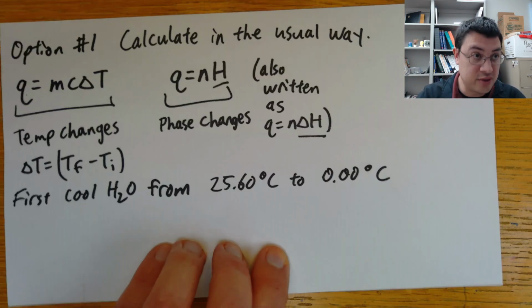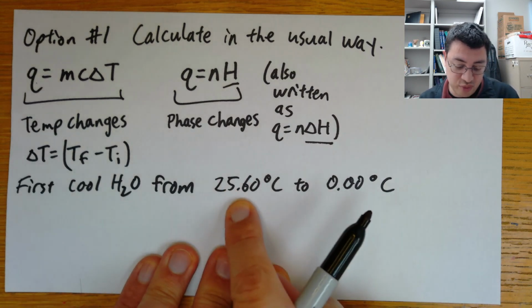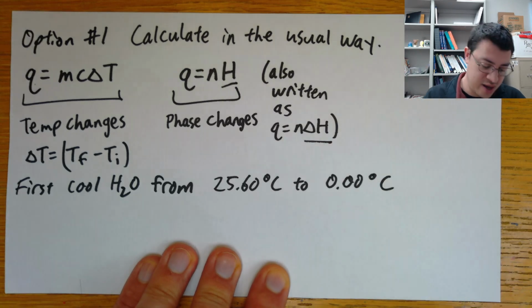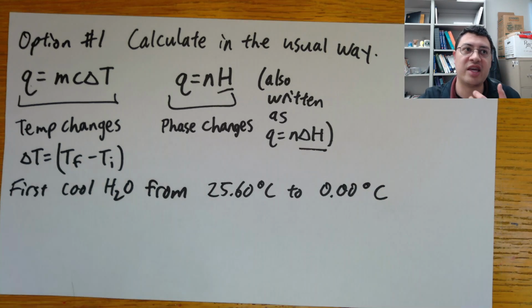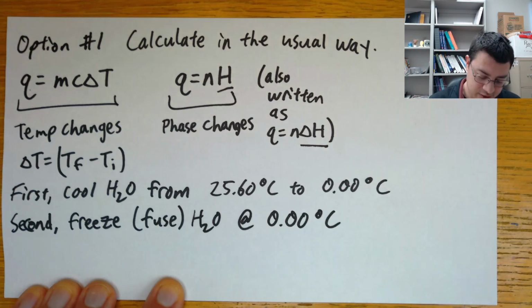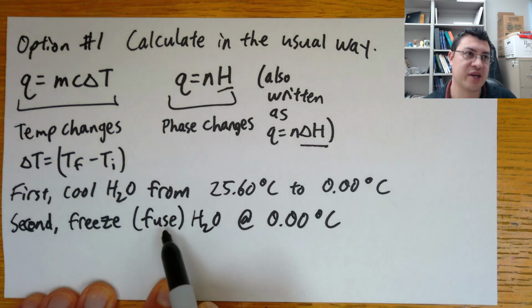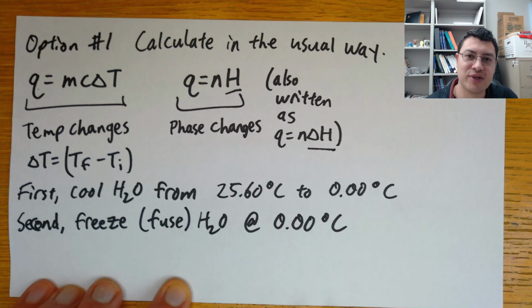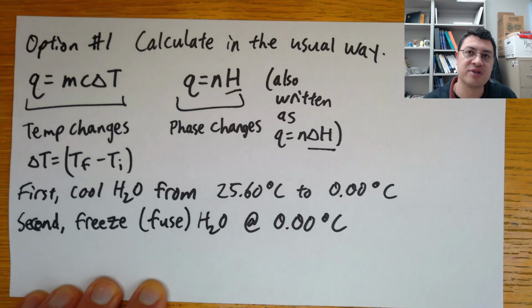First thing to do is to cool the water down. We're starting at 25.60 and we're going to go to 0 Celsius. At that point, your water will freeze, and we're going to have to calculate the heat released from the freezing of the water. Freezing is also known as fusing or fusion. That usually makes me think of jazz and music, but chemists and physicists sometimes use the word fuse instead of freeze.